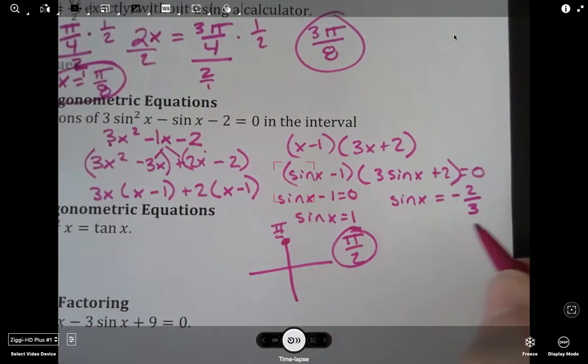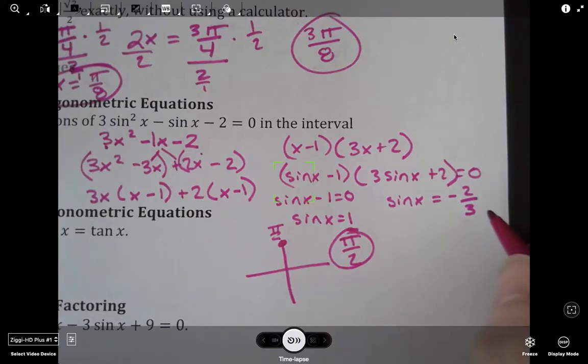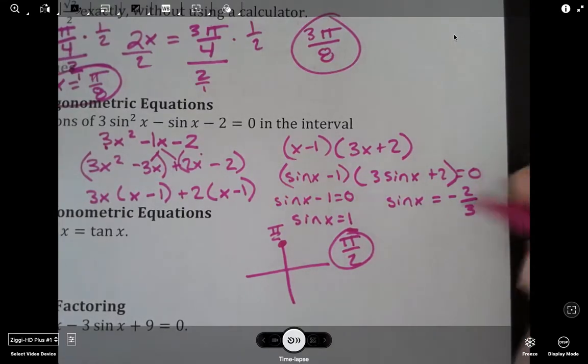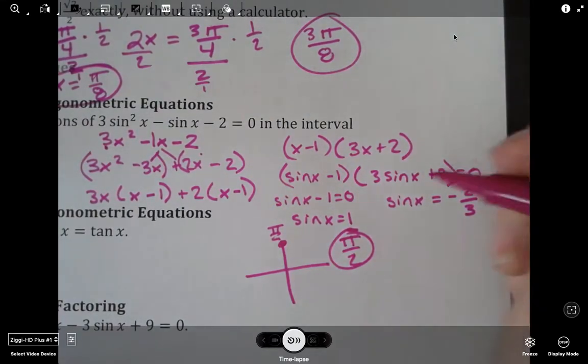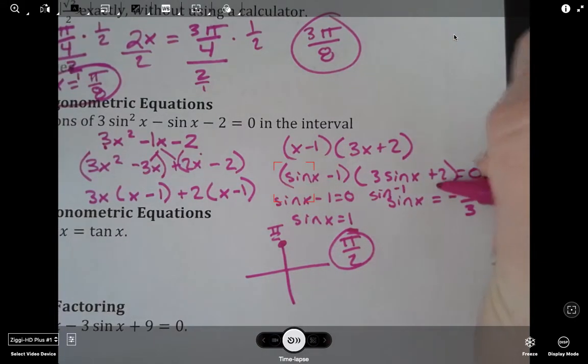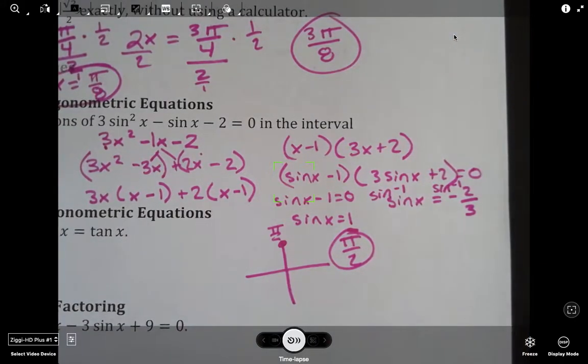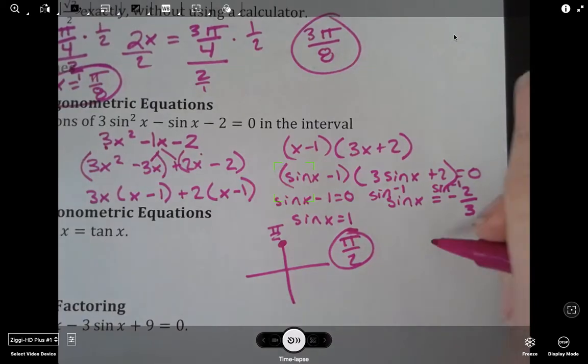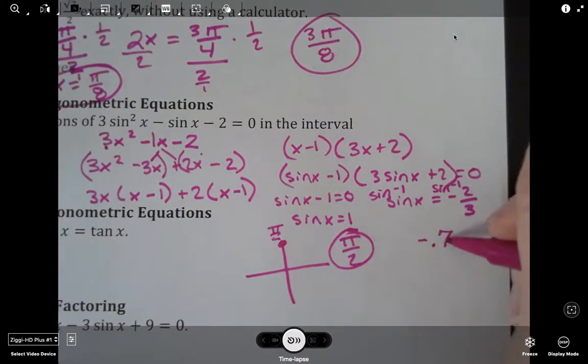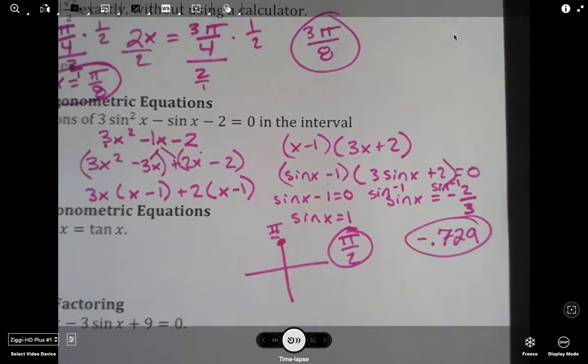Right? Now sine x equals negative 2/3. There is no negative 2/3 on your calculator, or on your unit circle, so we have no choice but to inverse sine it. Inverse sine of negative 2/3 is something like negative 0.729, and again, that's in radians. So I have two answers. One of them comes out nice with my unit circle, pi over 2, and the other one is a decimal, which is fine. Okay?